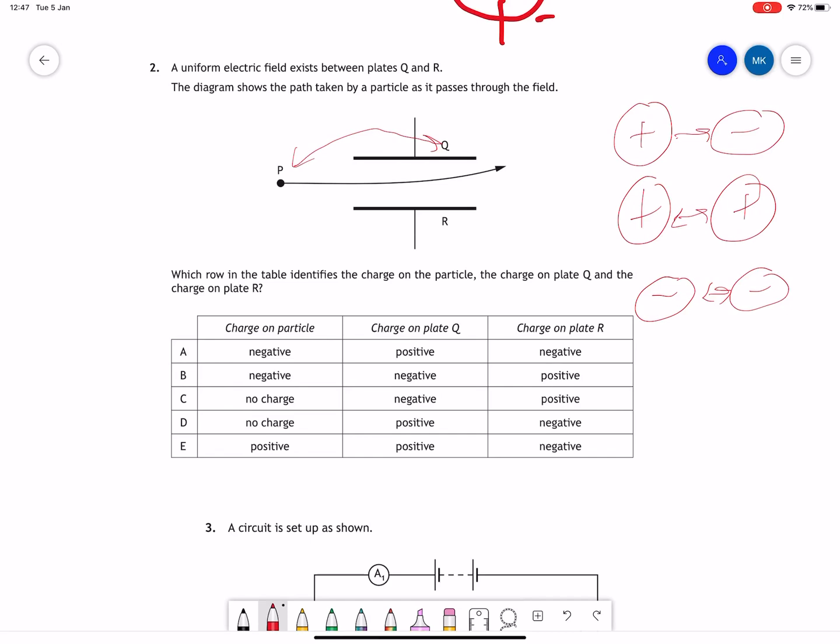So we can rule out B straight away because both are negative. We can also rule out E because both are positive, which is not going to happen. C and D both have no charge on the particle. If there was no charge on the particle, then it would go straight through. It wouldn't get attracted, so it cannot be C or D. And the answer is A, because the charge on this particle is negative, the charge on plate Q is positive, the charge on R is negative. So when the particle is going through here, it's being deflected by R and attracted up to Q because they have a negative charge. So the answer is A, 1 mark.